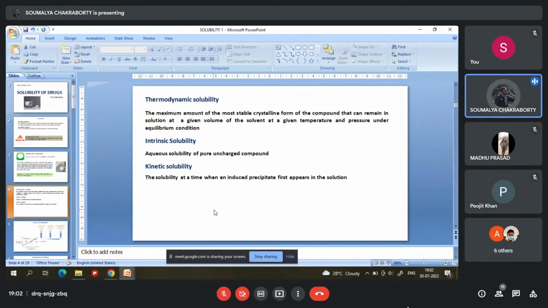So basically, high throughput screening (HTS) can be applied for kinetic solubility measurement. And there is a standard method for measurement of thermodynamic solubility. A lot of methods are there, like the potentiometric method, but these are not used nowadays. The most popular method is the shake flask method. You can note that down.